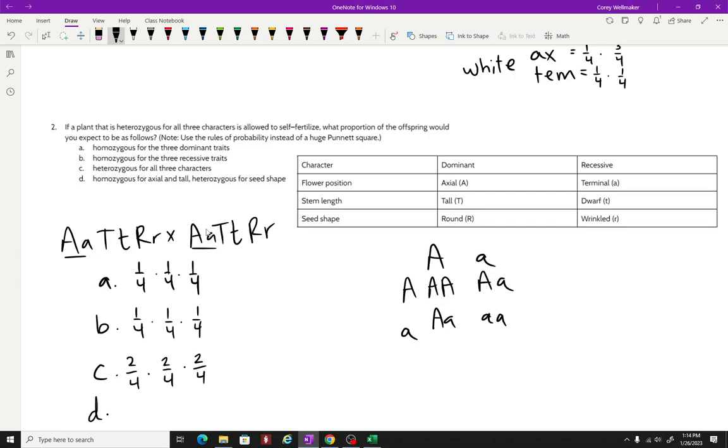Homozygous for axial and tall. So you can be homozygous this way or this way. But since they're saying axial and tall, those are the dominant phenotypes. So it's homozygous, 1/4 for axial and for tall. And then heterozygous for seed shape, that's going to be a 2/4 chance for my R crosses.